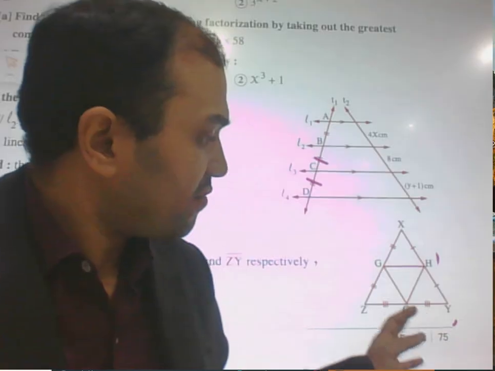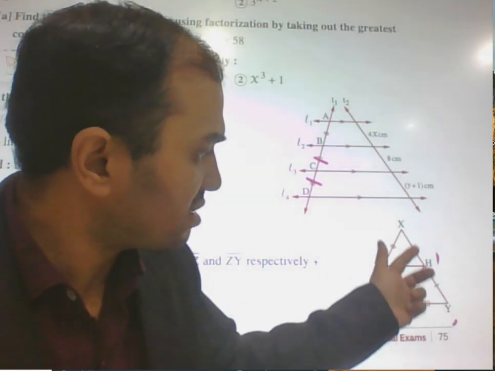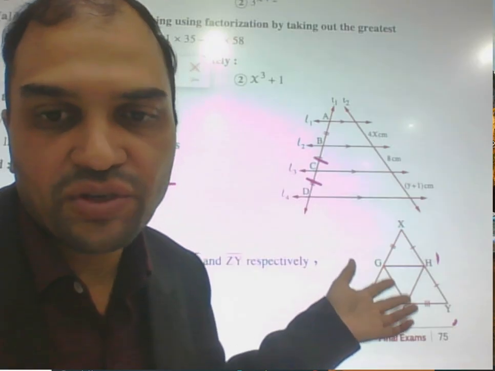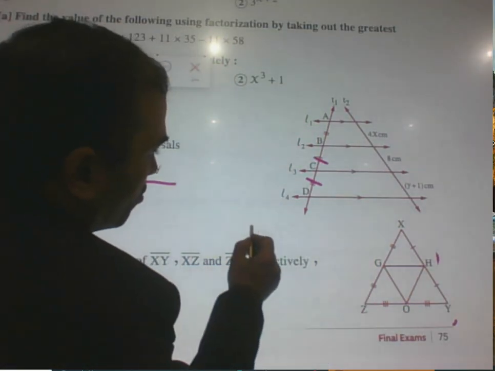And also we have O the midpoint of ZY and G the midpoint of ZX. Then OG is a mid-segment, and the length of OG will be half of XY. So we proved that now.